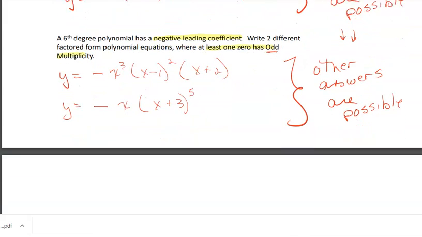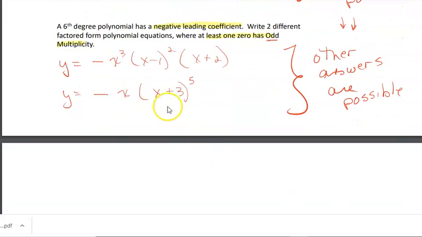Okay, a 6th degree polynomial has a negative leading coefficient. The easiest way to do that is to put the negative right in front. 6 degrees means that when you add up the exponents, you get 6. 3, 4, 5, and 6. Ooh, 5 and 1 makes 6. As I said, other answers are possible.